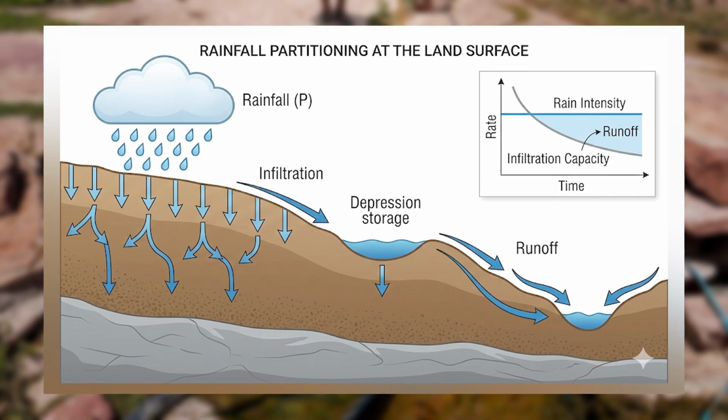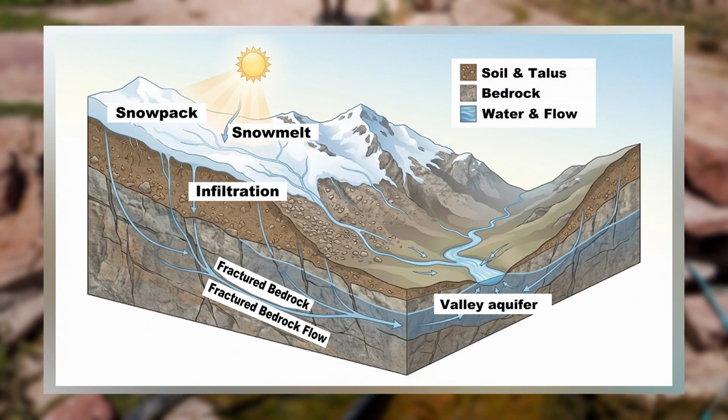Infiltration is the process by which water on the ground surface enters the soil. However, infiltrating water is not yet recharge. It must pass through the unsaturated zone and actually reach the water table to become recharge.